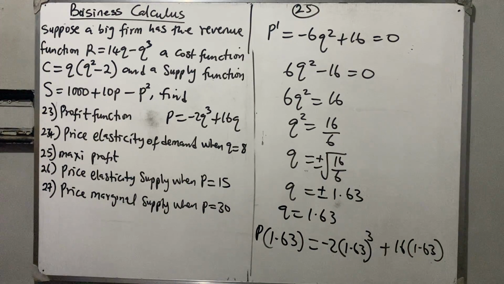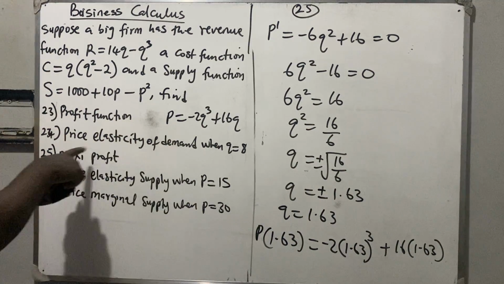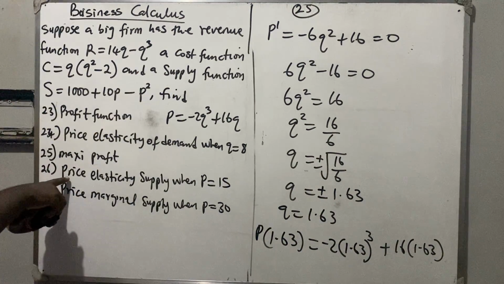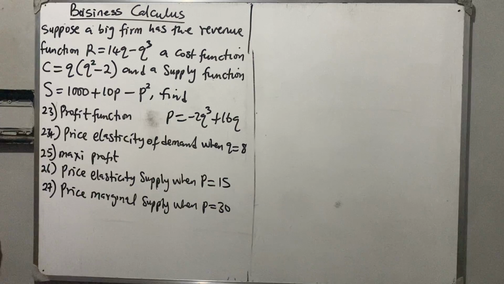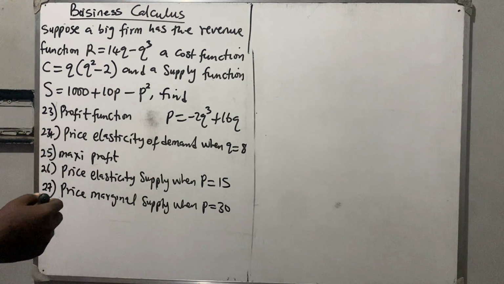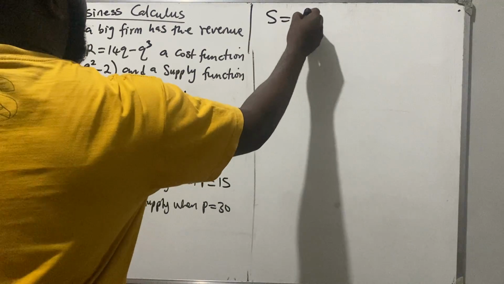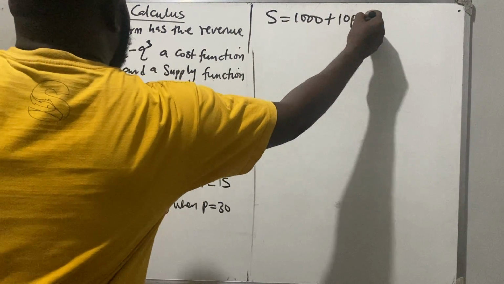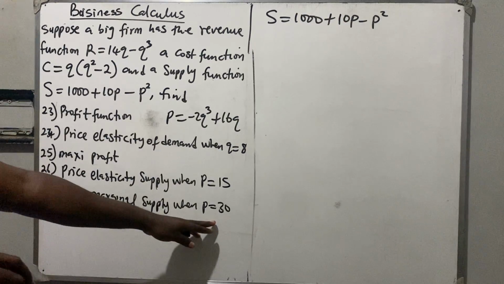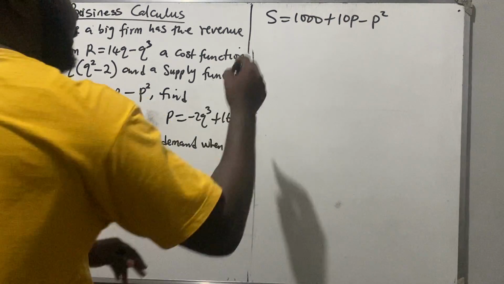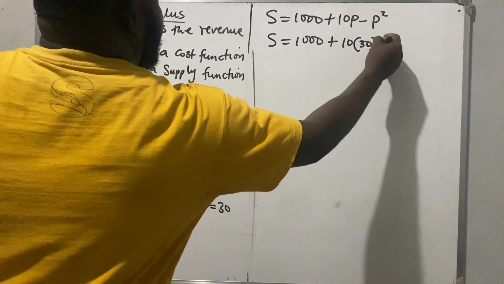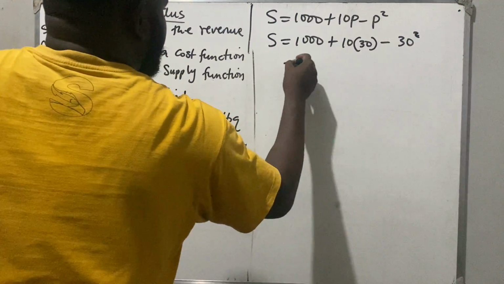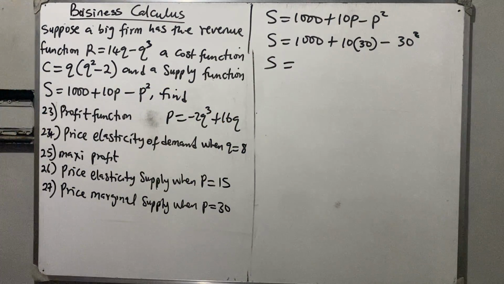So let us go to the next question. This is for demand, price elasticity of demand. We have done that. So we're going to do price elasticity of supply. Price elasticity of supply is from our supply. We have that our supply is equal to 1000 plus 10p minus p squared. So at p being equal to 30, sorry, price as 15. We have that S is equal to 1000 plus 10 into 30 minus 30 squared. So if you do that, what is our S?